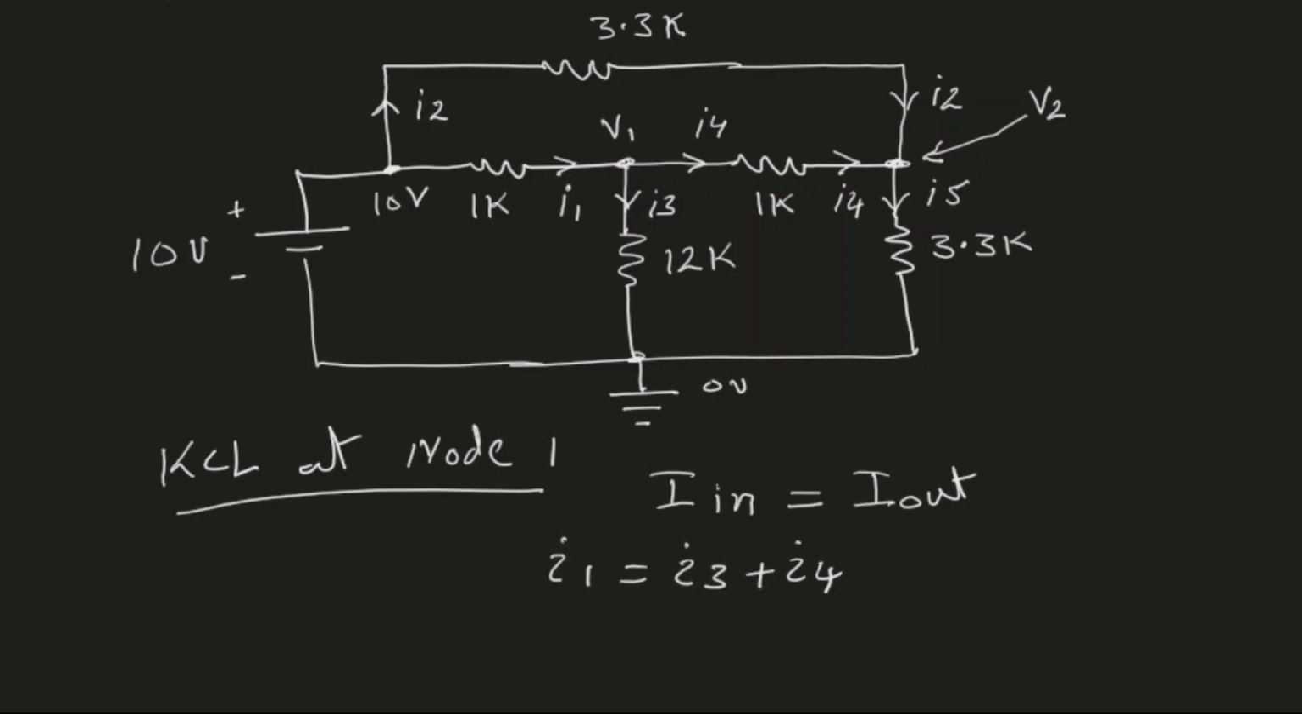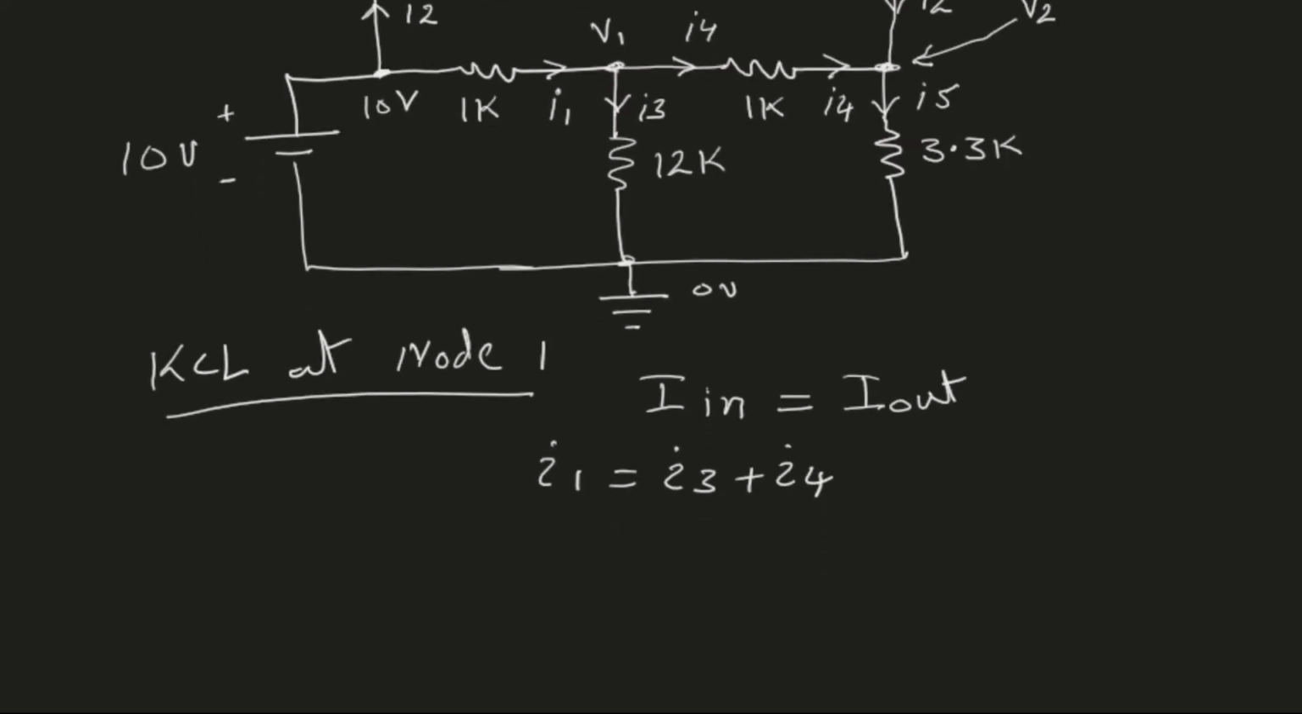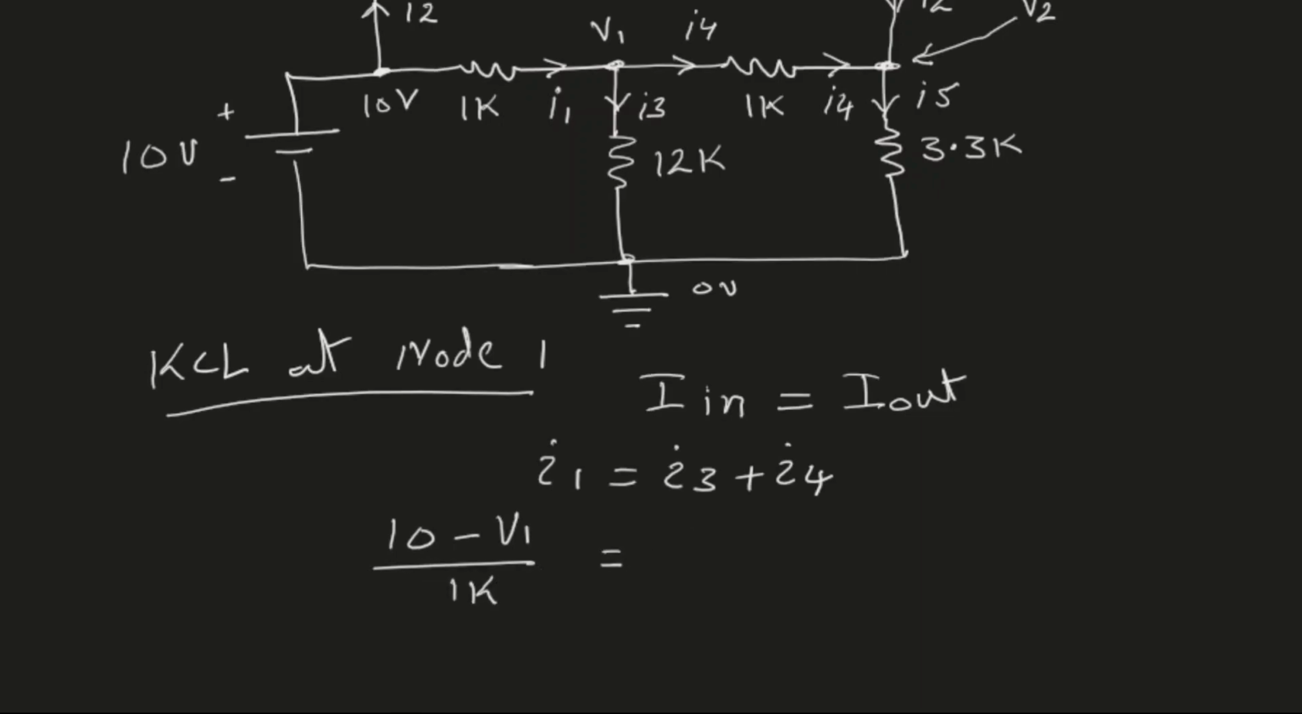Now let's write these currents in terms of the node voltages. We see that I1 is flowing through this 1 kilo ohm resistor. On the left side, we have 10 volts, and on the right side, we have V1. Because we have chosen this direction, that the current is flowing towards the right, 10 volts must be at a higher voltage than V1. So therefore, I1 can be written as (10 minus V1) divided by 1 kilo. Similarly, I3 is (V1 minus 0) divided by 12 kilo, so it's V1 divided by 12. And I4 is (V1 minus V2) divided by 1 kilo.